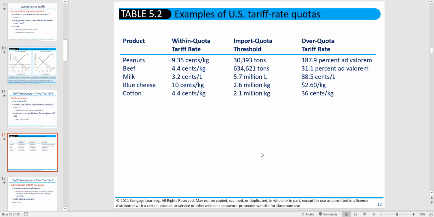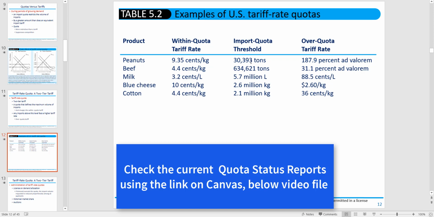Example, table 5.2. So let's say you want to buy peanuts, and up to the 30,000 tons imported, each kilo pays a tariff of 9.35 cents. But let's say we bought all these, we already imported all this quantity, and we want to import additional tons. What the government says is, okay, you can import more than this amount, but for an additional kilogram, you pay 188% as a tariff. Okay?